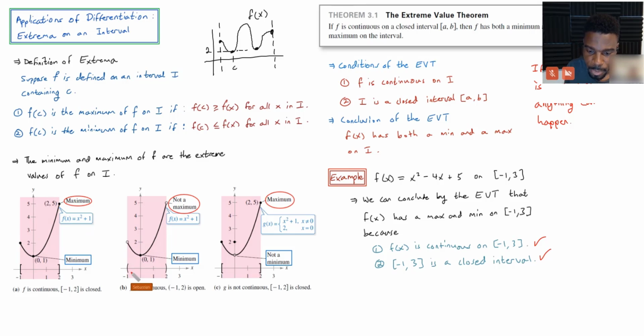However, in scenario B, the second part of the EVT is not met, the closed interval. So even with the f of x we have, we only end up with one extrema, which is the minimum. And if I was to draw that straight line again, that g of x, in that case, we have no extrema at all.